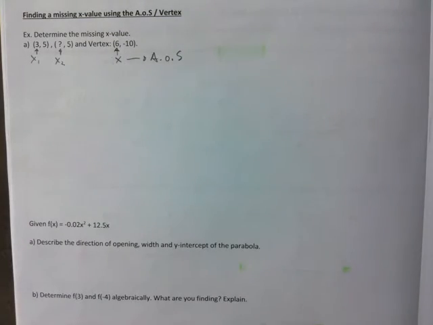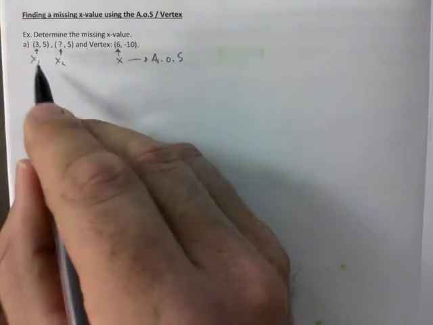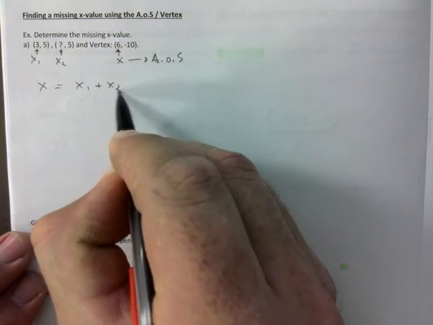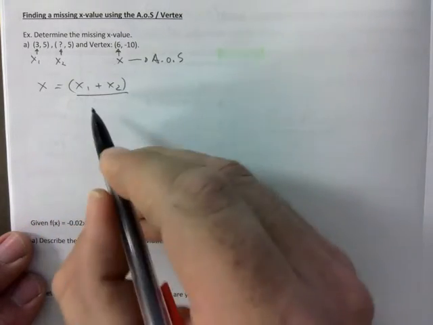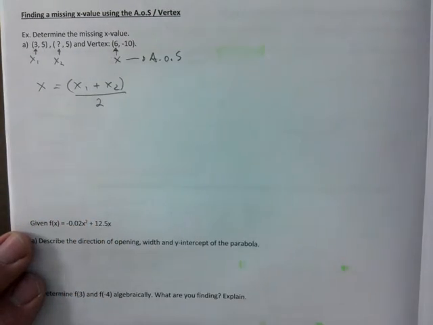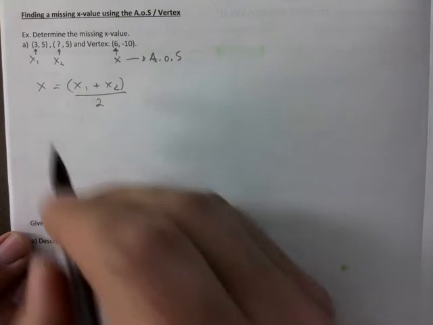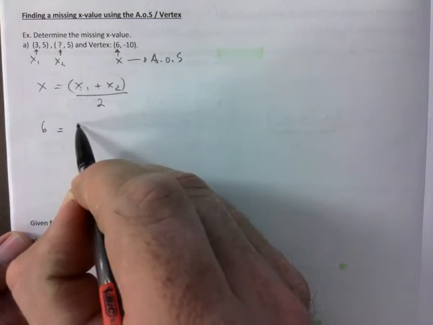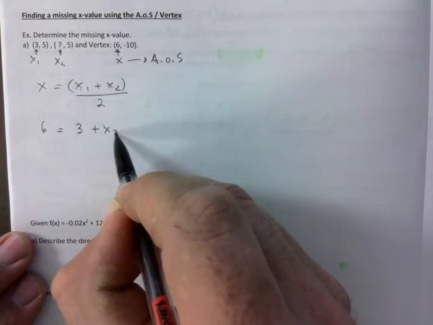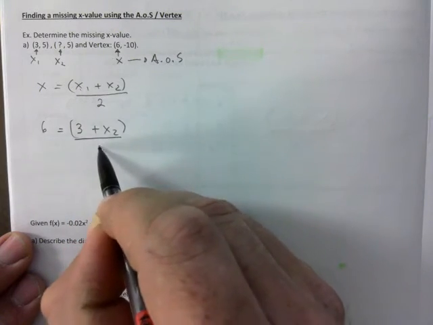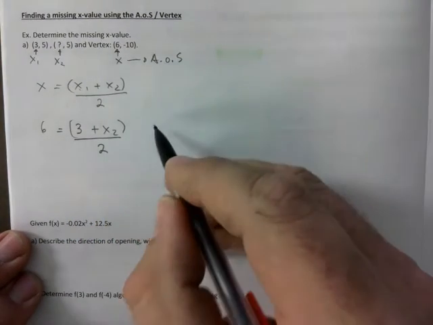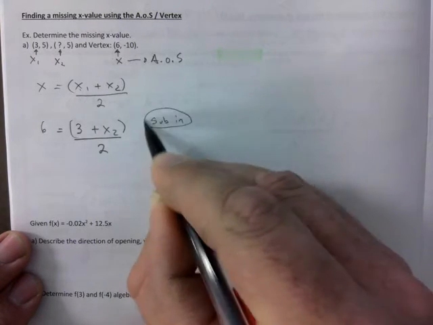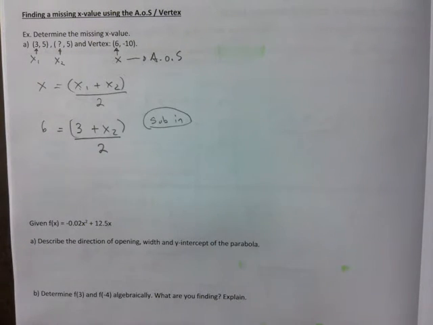So as you can tell, we will use algebra to figure this out, knowing that x is equal to x1 plus x2 divided by 2. Okay. The axis of symmetry is 6, so plug 6 in there. x1 we know is 3. We don't know what x2 is, but we know all of this is divided by 2. So substitute. Sub in, right? That's what I did there. I substituted in the values.